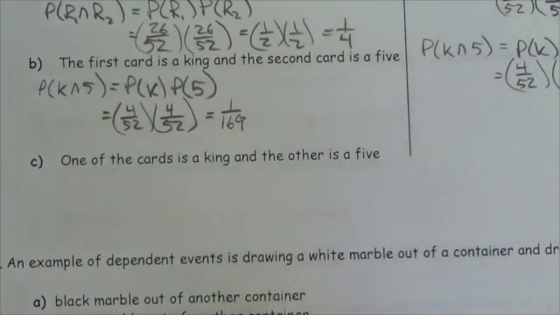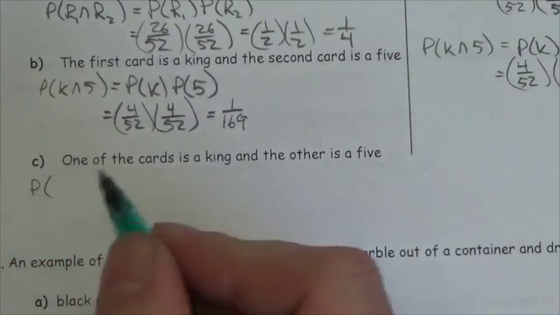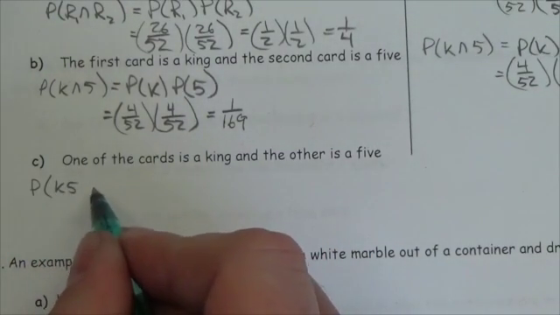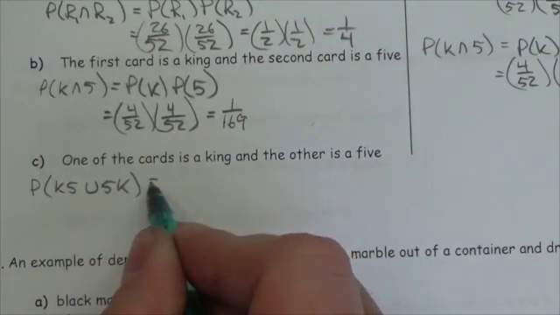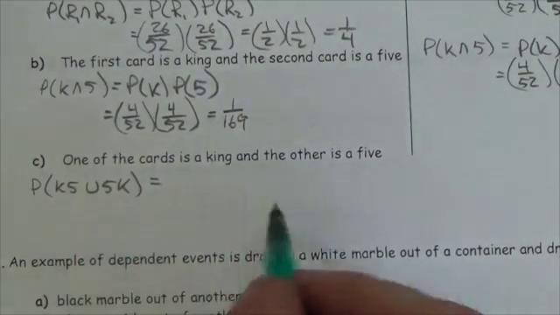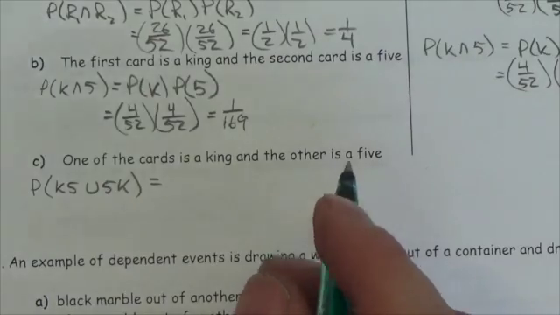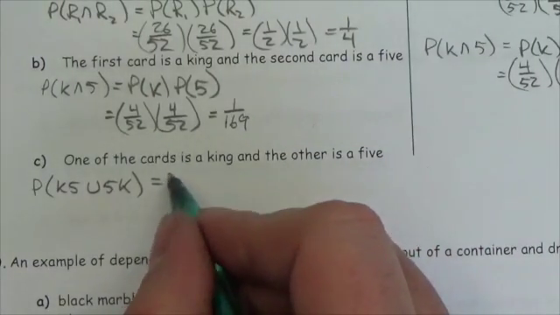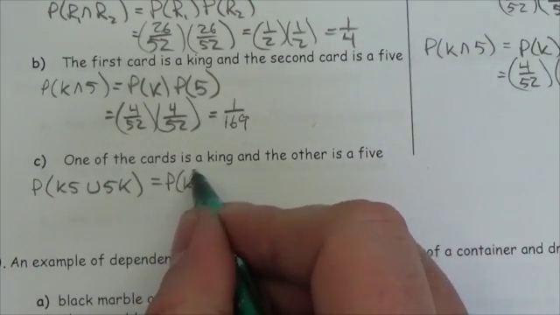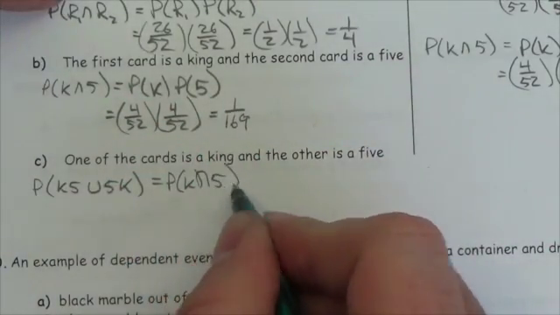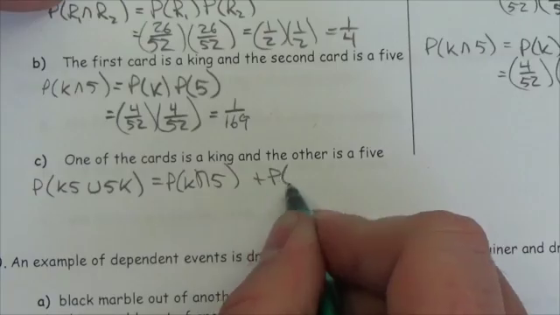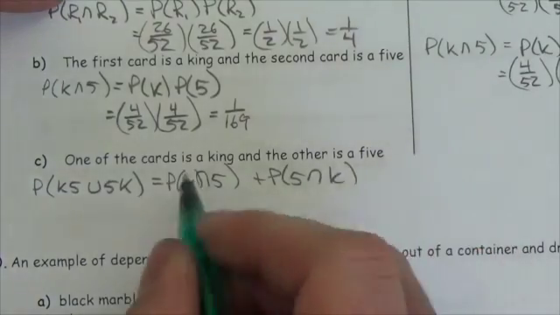Okay. So this is the probability of getting a king then a 5, or a 5 then a king. Well, "or" means addition here. So this is going to be the probability of king and 5, plus the probability of 5 and king.